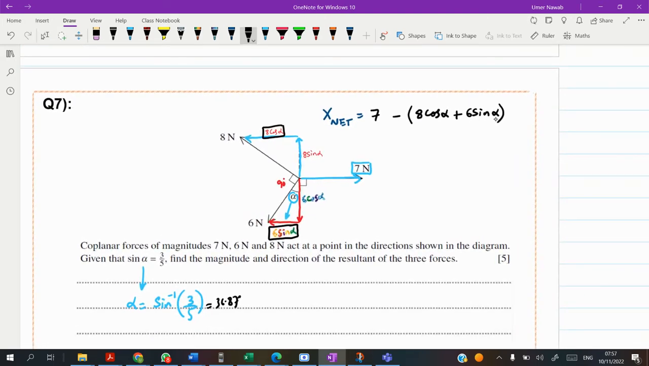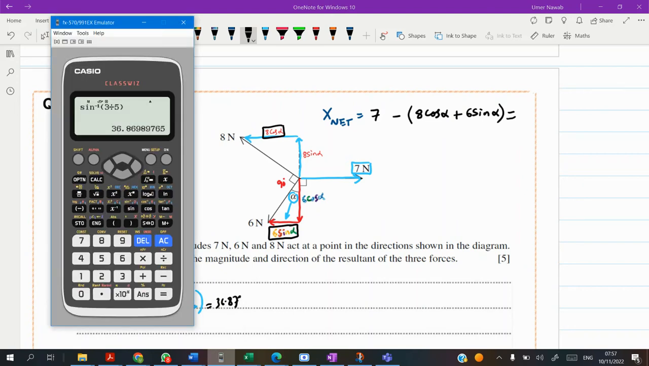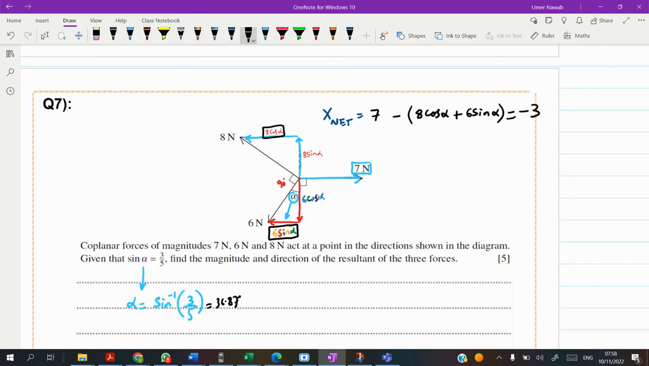Can I plug 36.87 here and get x net? 7 minus, bracket open, 8 cosine 36.87, close the bracket, plus 6 sine 36.87, close the bracket, and again close the bracket. Get your answer, negative 3. Wow, so that resultant x effect is towards the left.